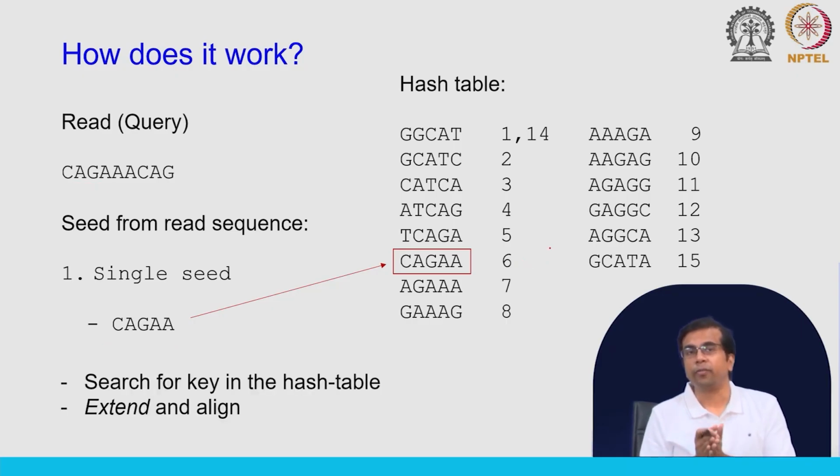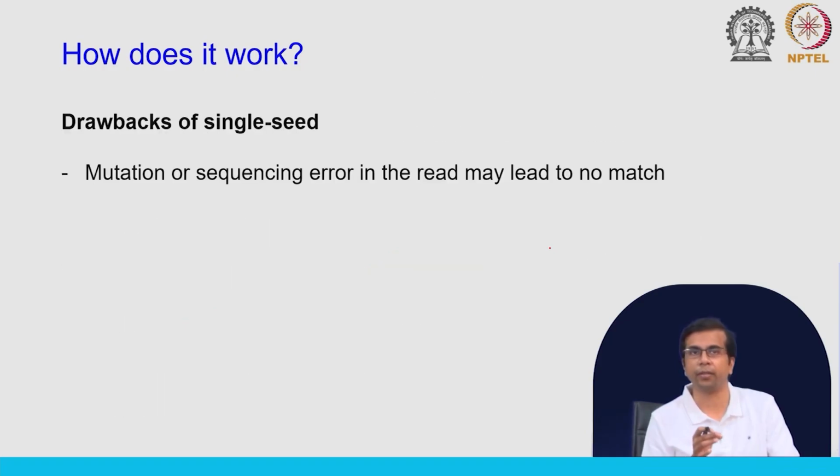Now, once we have done that, we can simply extend and align. We can use an alignment algorithm to see what are the matches, mismatches, etc., and get the final results. So, that sounds quite easy, and this is really straightforward, and it does not take too much time. You just search for the single seed. It is an incredibly fast process if searching through a hash table. Now, what would be the major drawback?